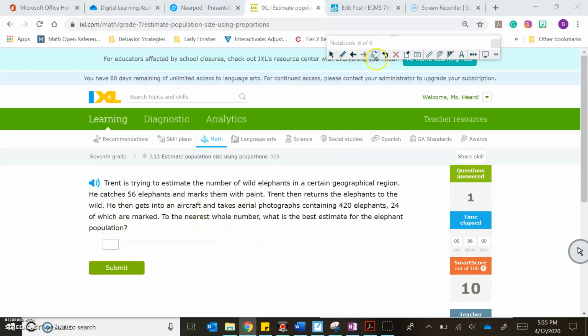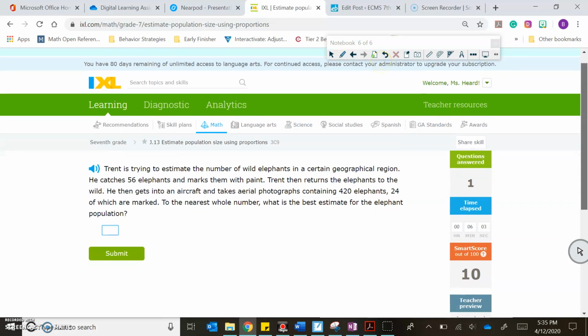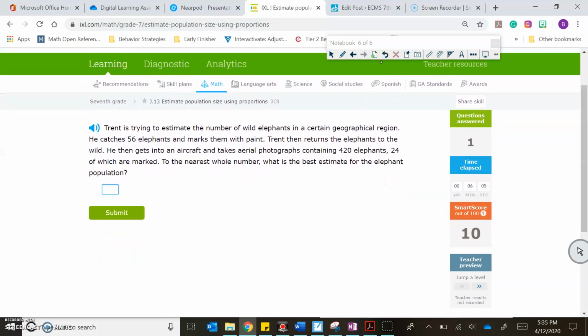Alright, let's look at another example. It says Trent is trying to estimate the number of wild elephants in a certain geographical region. He catches 56 elephants and marks them with paint. Trent then returns the elephants to the wild. He then gets into an aircraft and takes aerial photographs containing 420 elephants, 24 of which are marked. To the nearest whole number, what is the best estimate for the elephant population?